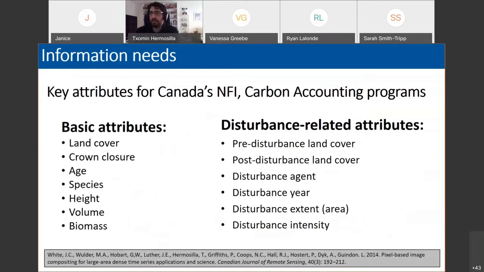Here I'm listing some of the information needs that are key for Canada's forest inventory or for the carbon accounting programs. There are two kinds of attributes. Basic attributes are related to land cover and forest structure, and they include elements like crown closure, age, species, height, volume, and biomass. Then there is a series of information related to disturbances that is needed, like the land cover before the disturbance, the land cover after the disturbance, what kind of disturbance we had, when the disturbance happened, how much this disturbance affected, and what the intensity of the disturbance was.